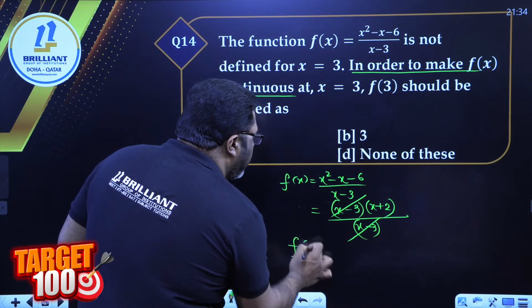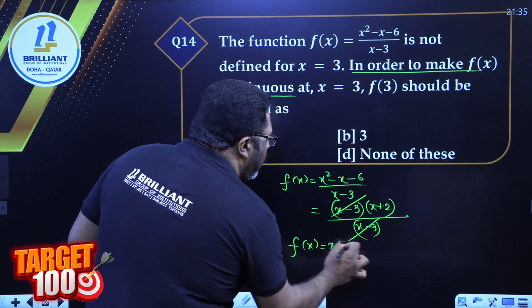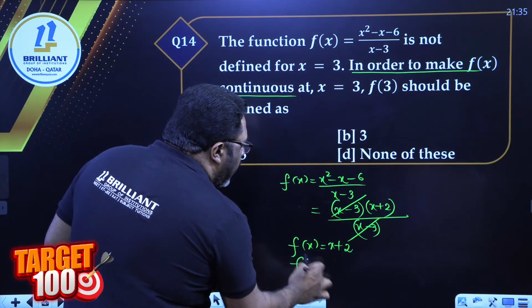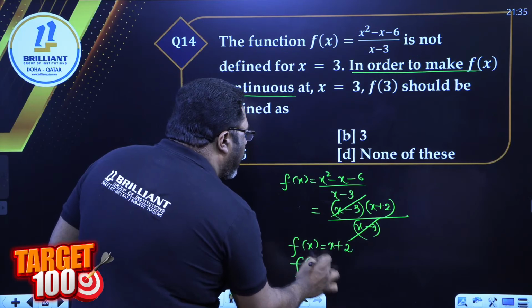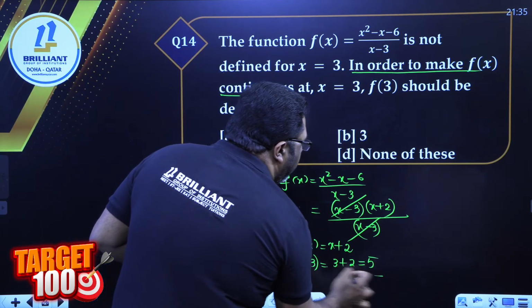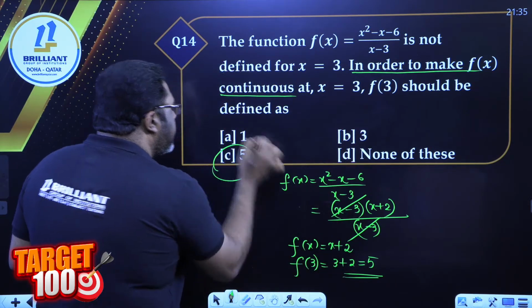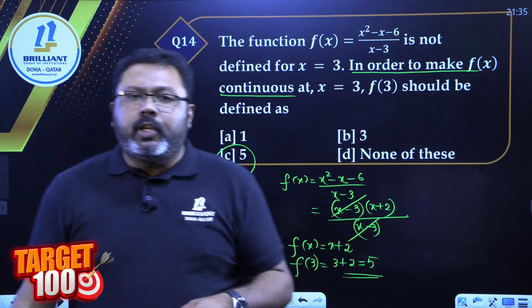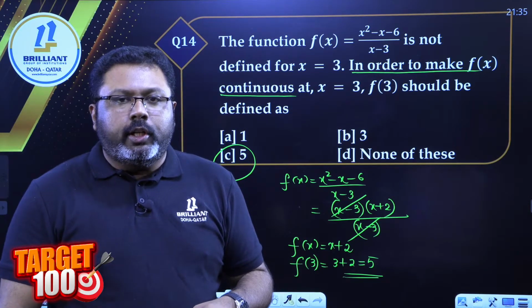So what's my new function? X plus 2. So if it has to be continuous, it should be only x plus 2. Then what is f of 3? 3 plus 2 equal to 5. Finished. Option C. Got it, all of you?